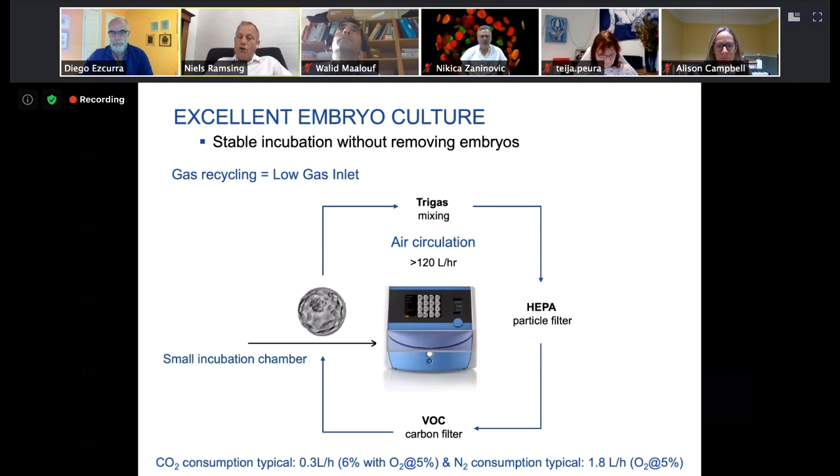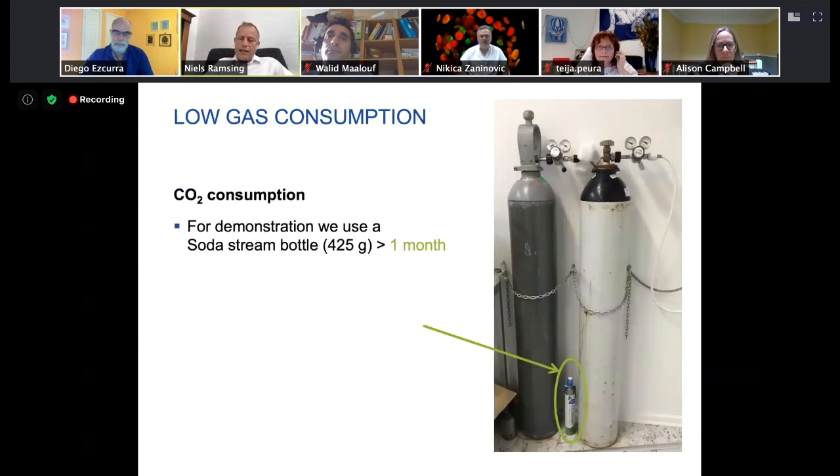And that's very low consumption of gases, which can be expensive. So we are using 0.3 liters of CO2 typically, and less than 2 liters of nitrogen typically for one of these instruments. And to put that into comparison, if you take an ordinary CO2 canister from a SodaStream device, it can actually give CO2 enough for a full month of operation of one of our incubators. Obviously, if you want to do reduced oxygen, you also have to have nitrogen gas, and that then takes a bit more consumption. But it's actually quite economical in this way.